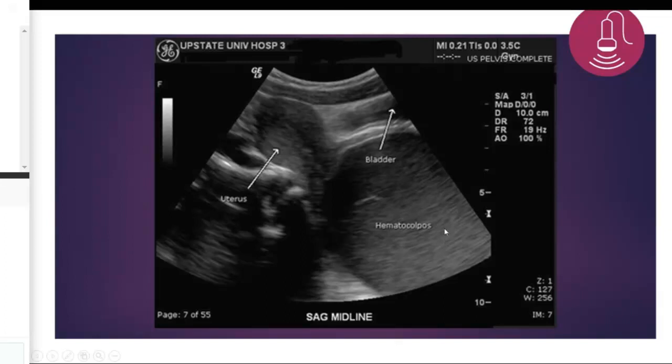So blood is more echogenic than regular fluid, so it's not anechoic. Blood is thicker than water, so there are more red blood cells for the sound to bounce off of, causing the fluid to be echogenic and not anechoic. So that's how we can tell the difference between a cystic fluid and a fluid that's blood.